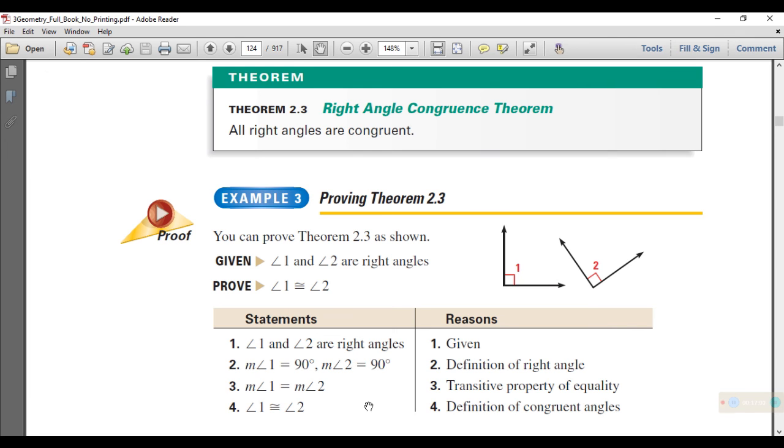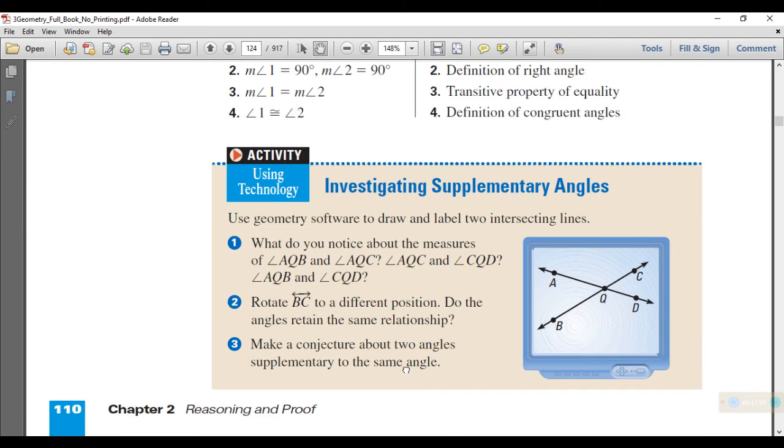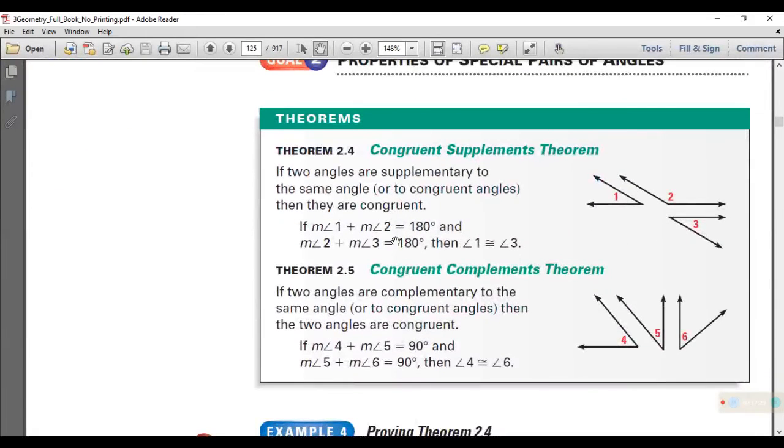So, given natin, 1 and 2 are right angles. Transform natin sila into equality. Measurement of 1, measurement of 2, parehas 90. So, nag-share sila ng 90. Measurement of angle 1 is equal to measurement of angle 2. Finally, by definition of congruent angles, tanggalin na natin yung measurement. Angle 1 is congruent to angle 2. Ganun lang siya kasimple. Okay?